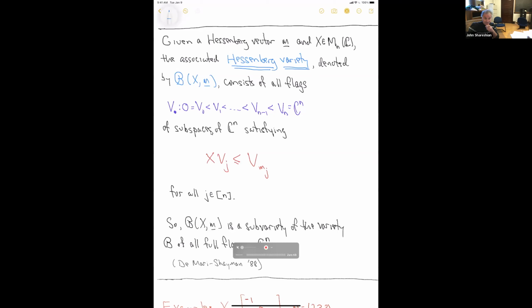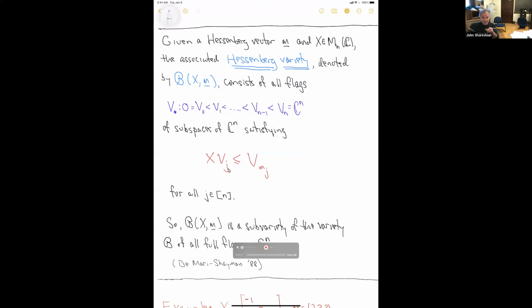The set of all full flags in complex n space is a projective variety. And we're going to impose some algebraic conditions depending on the matrix X and the vector M that cut out a subvariety of the flag variety. Given a flag, we check whether, when we apply this linear transformation X to the jth subspace, we end up inside the mjth subspace.